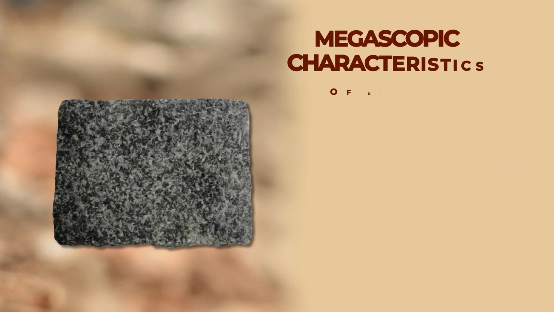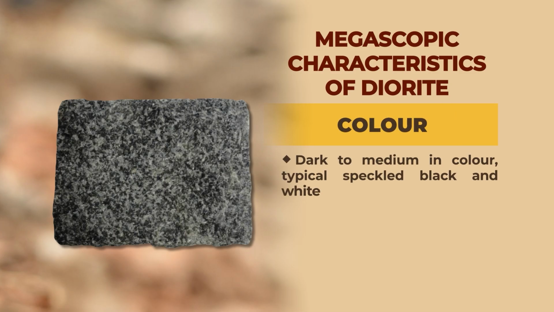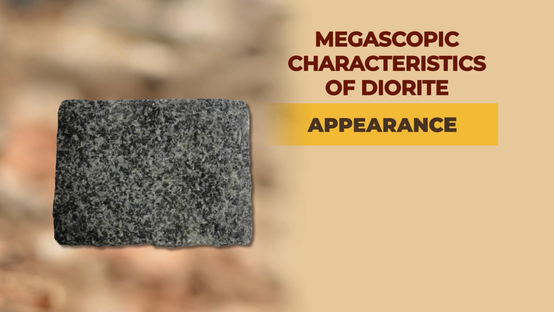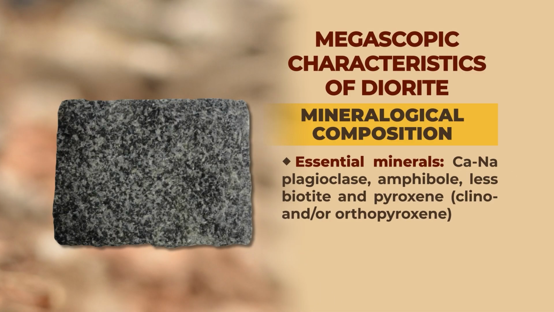Coming to the megascopic characteristics of diorite, as can also be seen from the hand specimen attached here, it is dark to medium in color, typically speckled black and white. They are medium to coarse grain, holocrystalline, intrusive igneous rocks. Mineralogical composition: if you consider the essential minerals, they consist of calcium and sodium plagioclase, amphibole, and lesser amounts of biotite and pyroxene.